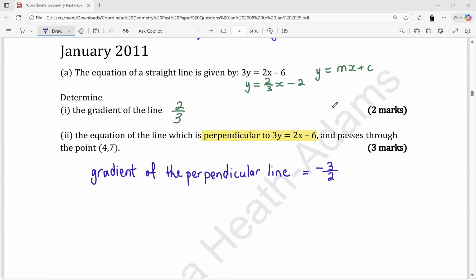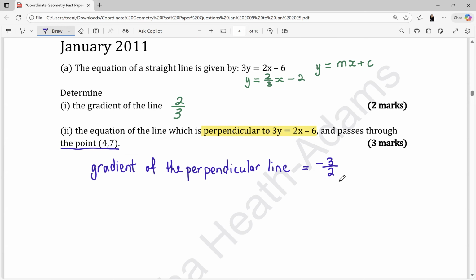All right. And now you have a point on the line. So you have the point (4, 7), and you have the gradient. So you can substitute that point and the gradient into the equation y = mx + c to get the equation of this perpendicular line. All right, so we're going to sub in (4, 7), the point on the line, and the gradient m equal to -3/2 into y = mx + c to find what c is.